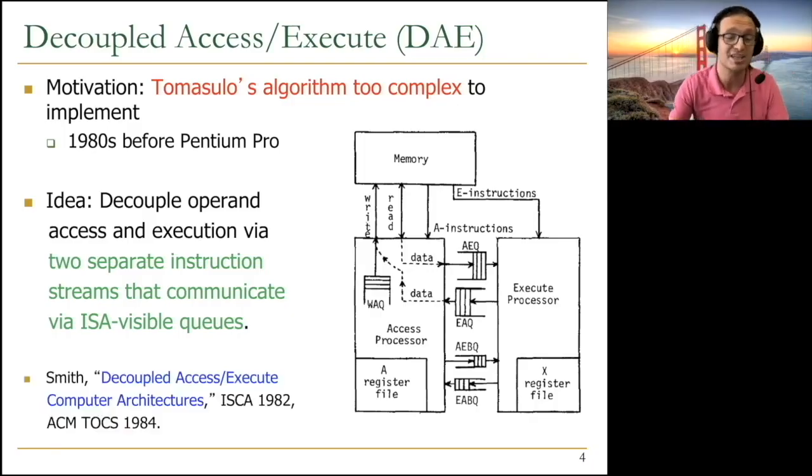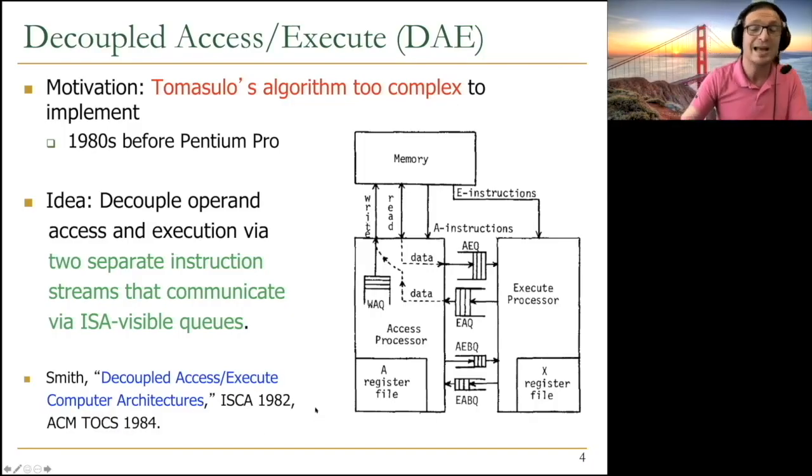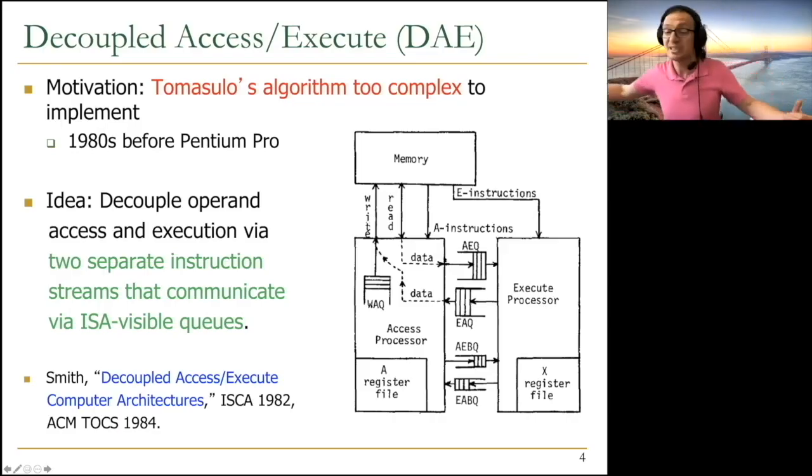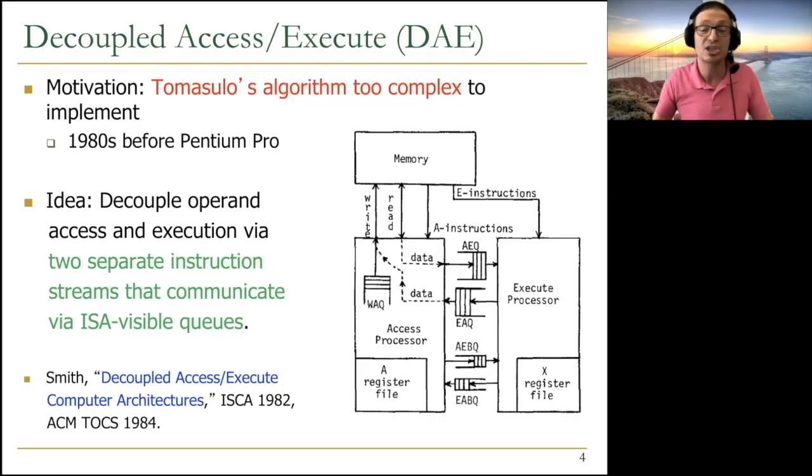It was introduced by Jim Smith in the seminal paper in ISCA 1982. Its basic principles are applied in computing systems today, but not exactly as it was envisioned. First of all, you can see that the ISA needs to change over here. Communication happens through these queues, as you can see. These are FIFO queues. They are ISA visible, instruction visible queues. As a result, the length of the queues determines how much latency you can tolerate on the memory side as well as on the execute side.